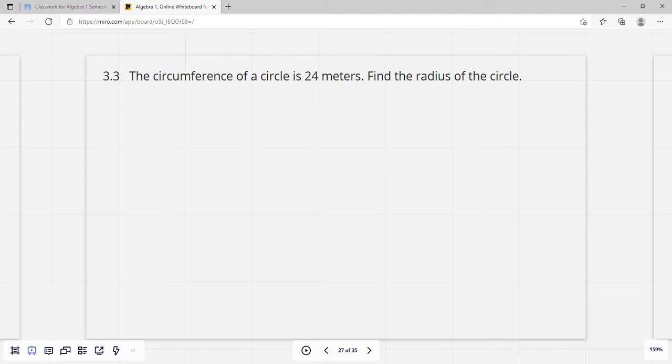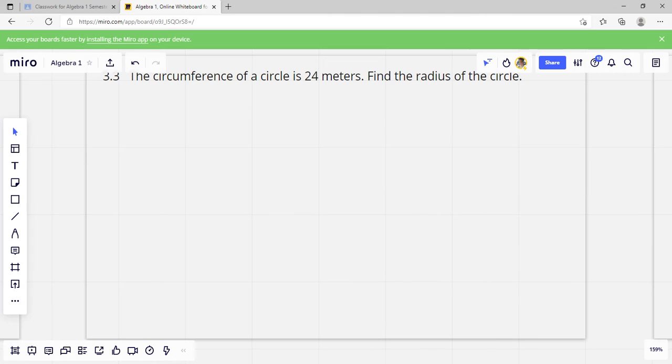The circumference of a circle is 24 meters. Find the radius of the circle. Okay, so for this one, we're kind of going backwards. So we need to use our formula, and it is 2 pi r, right, is our formula. So we've got our circumference. That would be C equals 2 pi r. So C of the circle is 24 meters. Find the radius of the circle.